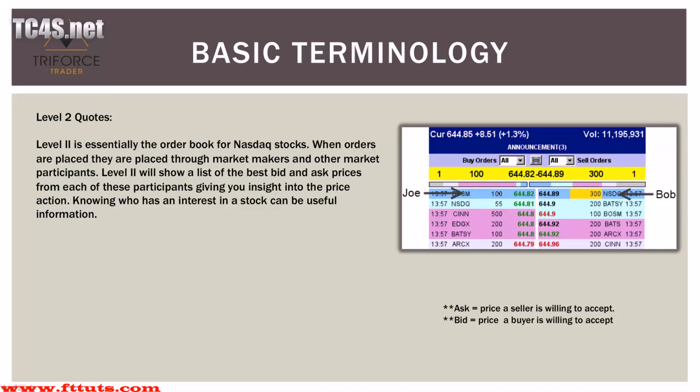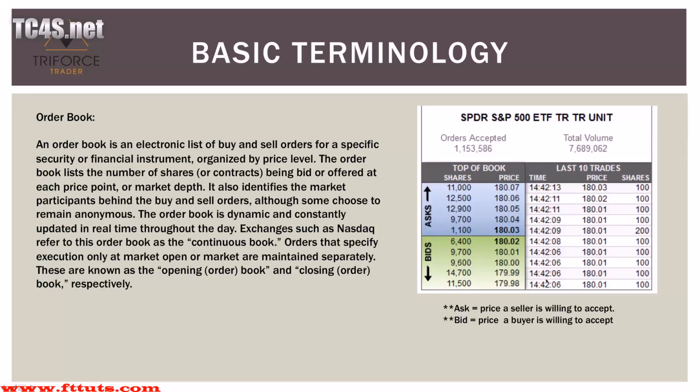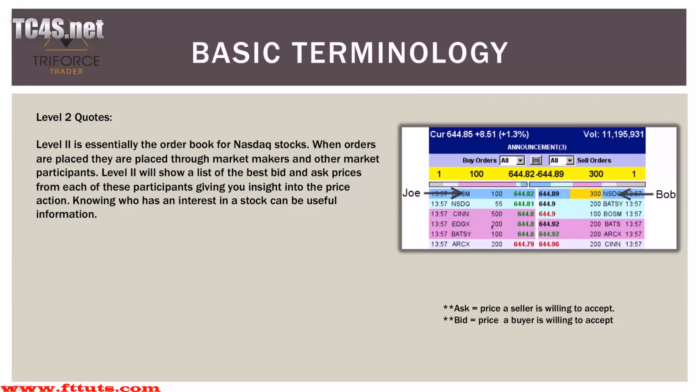hey, this person is looking to buy 100 shares at $644. Okay. And this person over here is looking to sell 300 shares at $644.89. Okay. So this is level 2. This is time and sales. Level 2, time and sales. Very different. Okay. This is just who's offering.